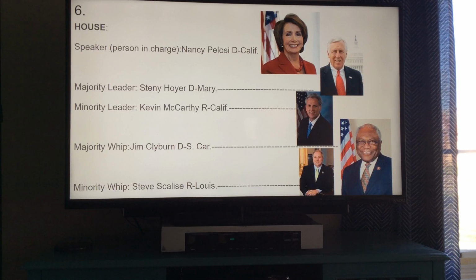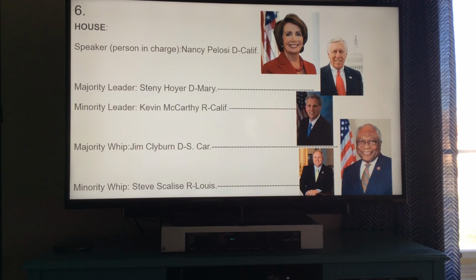And so since Democrats are in the majority in the House, the Democratic leader becomes the Speaker of the House. And the Speaker of the House is the member of the House who is voted by the House as basically their leader. And so that person is Nancy Pelosi. She's a Democrat from California. This is actually her second term as Speaker of the House. She was previously the Speaker from 2007 to 2011.